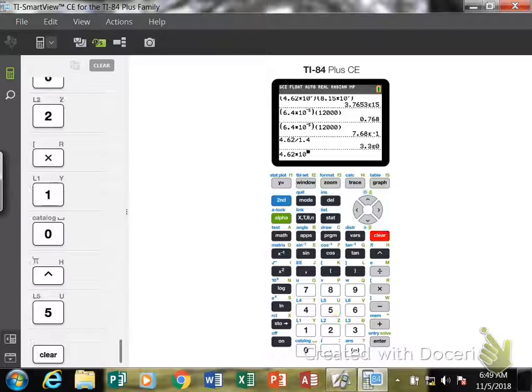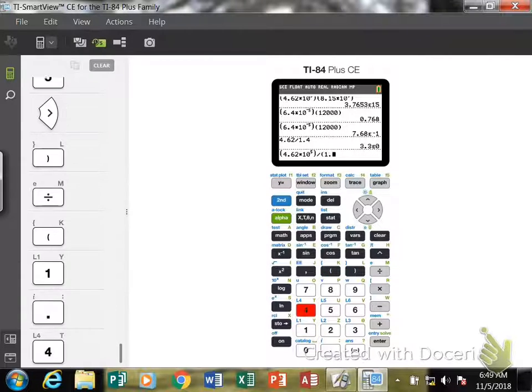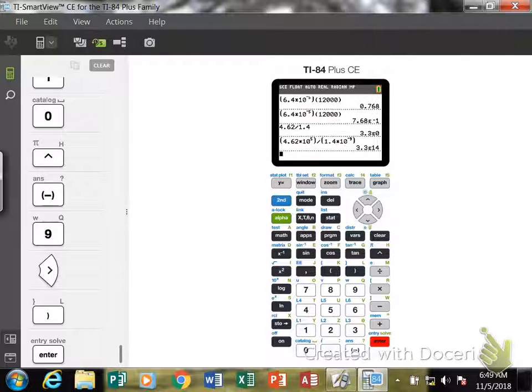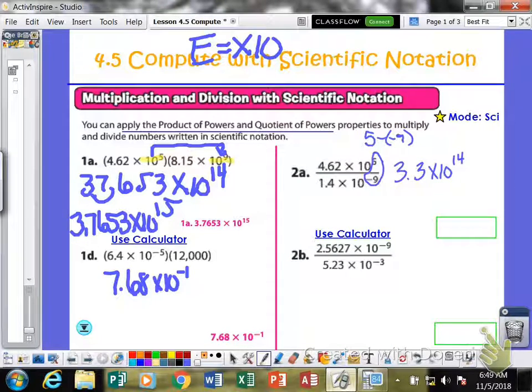And again, sorry, I always put this in parentheses. Let me clear that. So parentheses, 4.62 times 10 to the 5th, arrow out, close the parenthesis, divided by, parenthesis, 1.4 times 10 to the negative 9, arrow out, close the parenthesis, enter. And 3.3, E, 14, which is the same as what we would write as 3.3 times 10 to the 14th.